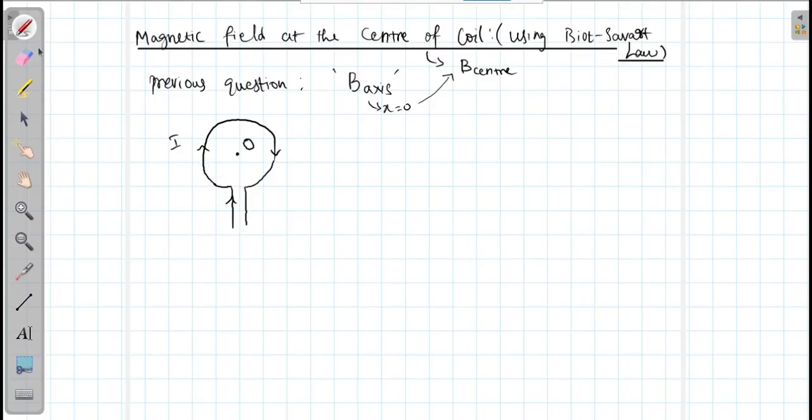For this case, you just take a small current element dl here. Due to the current carried by the small current element, we are going to find the magnetic field at the center. You just use your right hand curl rule. If we hold the current carrying wire in our right hand, the thumb represents the direction of current, using the right hand curl rule.